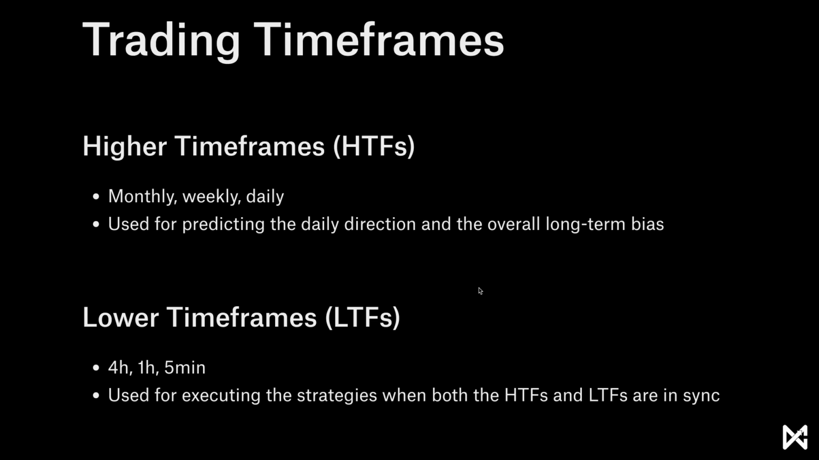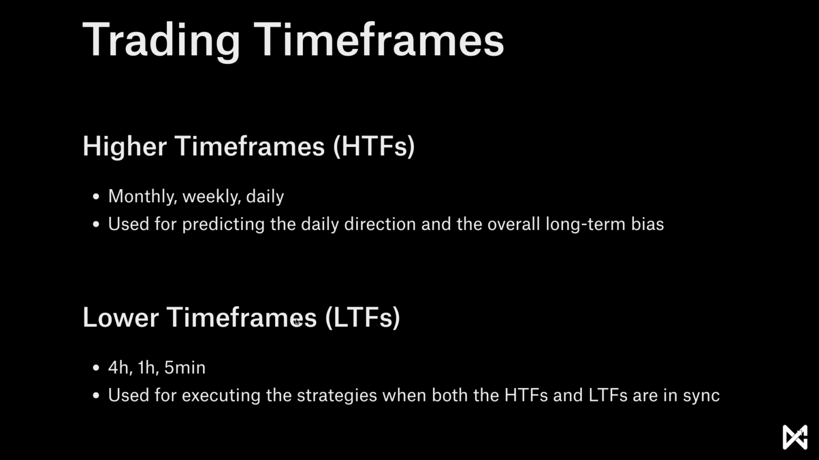So this is a hybrid personality. A hybrid personality mixes day trading and swing trading together. So we have higher timeframes, monthly, weekly, daily, used for predicting the daily direction and the overall long-term bias. We have the lower timeframes, 4 hour, 1 hour, 5 minute, used for executing the strategies when both higher timeframes and lower timeframes are in sync. So this is an example of a day trading hybrid timeframe, right?